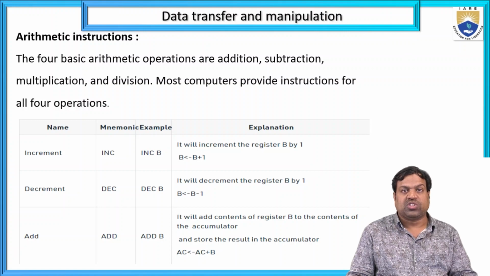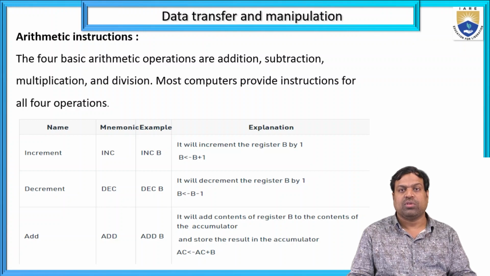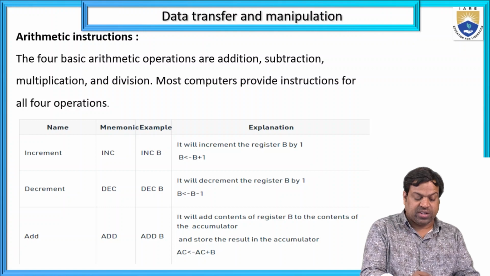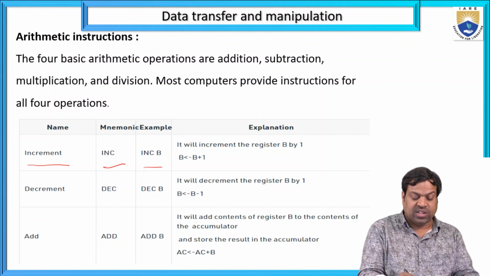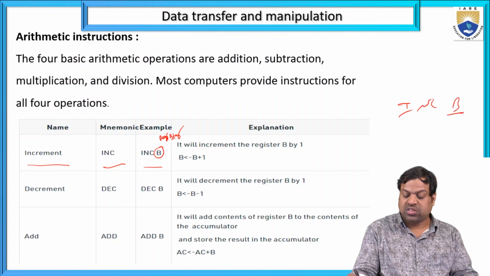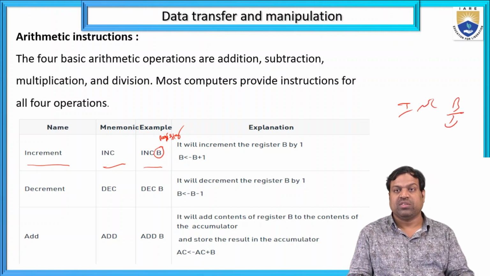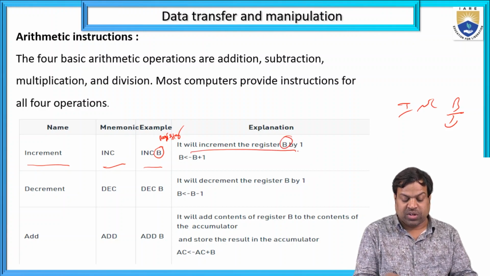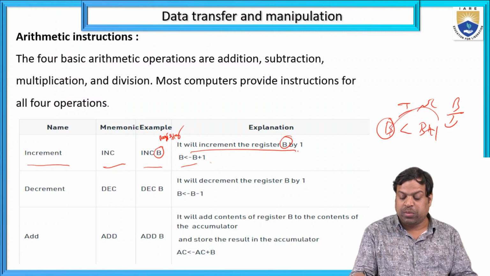So, arithmetic instructions. The four basic arithmetic operations are addition, subtraction, multiplication, and division. Most computers provide instructions for all four operations. First one, increment. INC B means the register value is incremented by 1. That is, B tends to B plus 1. So the value of B will be incremented by 1.